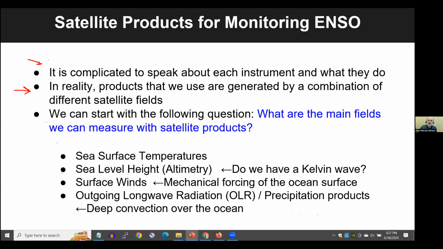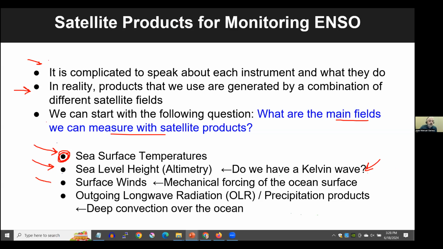So let's start with the following question. What are the main fields that we can measure with satellite products? For ENSO, sea surface temperatures, this is super important, probably the main one, but sea level height as well. You know, altimetry, we talked about it. So do we have a Kelvin wave? You can look at altimetry data and see if the ocean surface is bulged or not bulged.